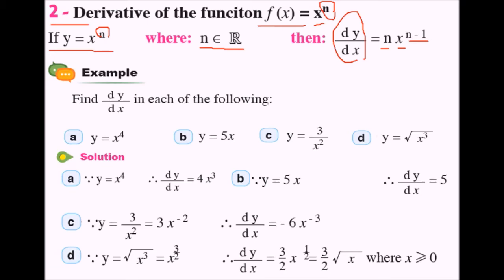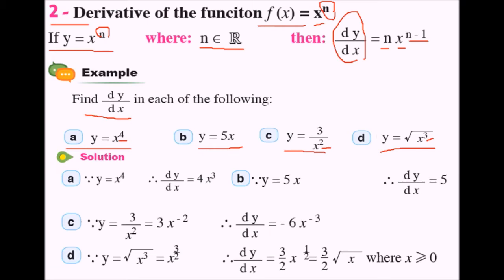Example. Find dy by dx in each of the following. A. y is equal x to the power of 4. B. y is equal 5x. C. y is equal 3 over x to the power of 2. D. y is equal square root x to the power of 3. Solution.